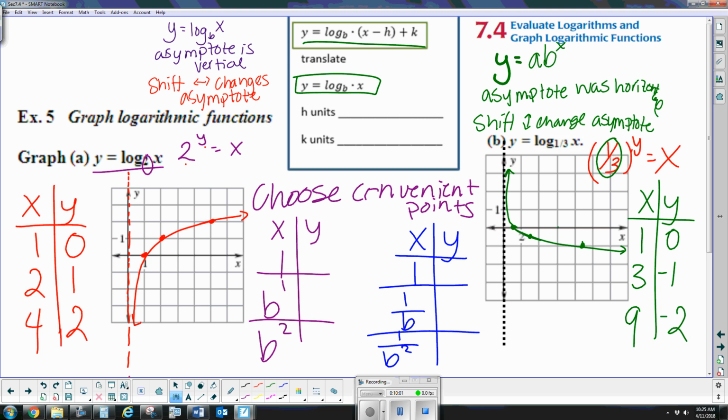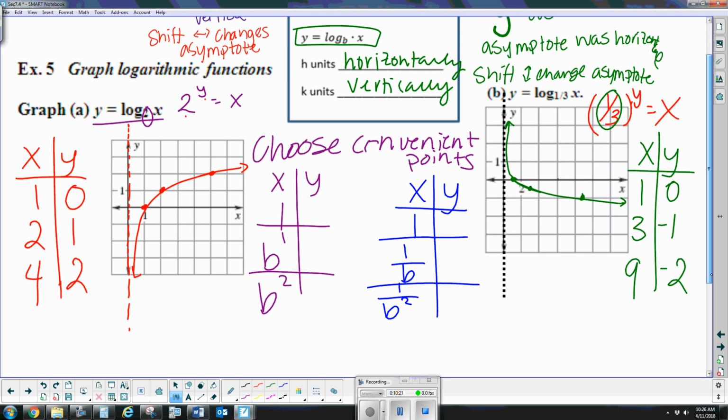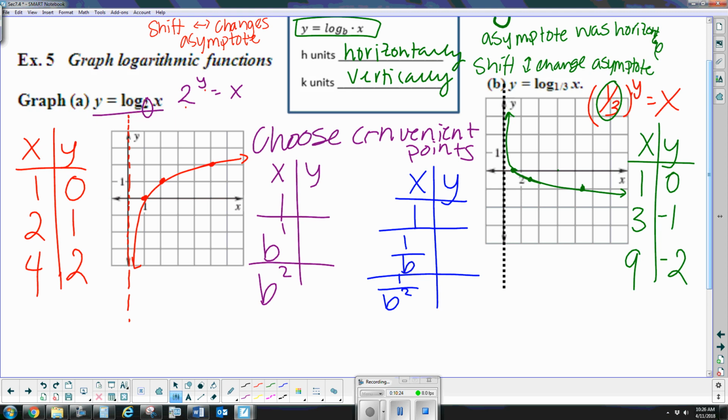h units horizontally and k units vertically. And again, since now our asymptote is a vertical line, when we move horizontally, that's going to change our asymptote. So with exponential functions, we always said that our domain was all real numbers and our range was restricted by our asymptote. But in logarithmic functions, our domain is restricted. So looking at this first graph, our domain is x is greater than 0, and our range is all real numbers.